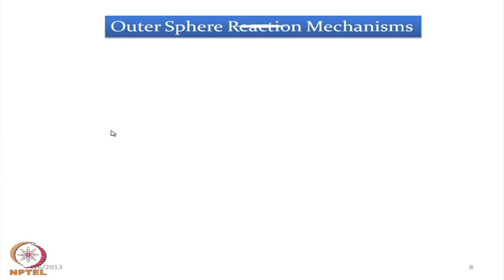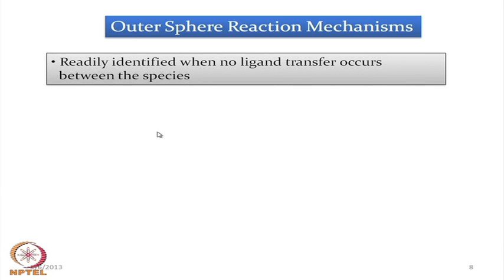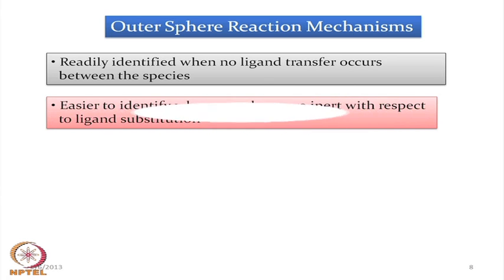So, we find that in the outer sphere reaction mechanism, electron exchange can take place between two separate and fully intact coordination spheres. It is readily identified when no ligand transfer occurs between these species. The bridging ligand is not involved in the transfer, and it is easier to identify when complexes are inert with respect to ligand substitution.